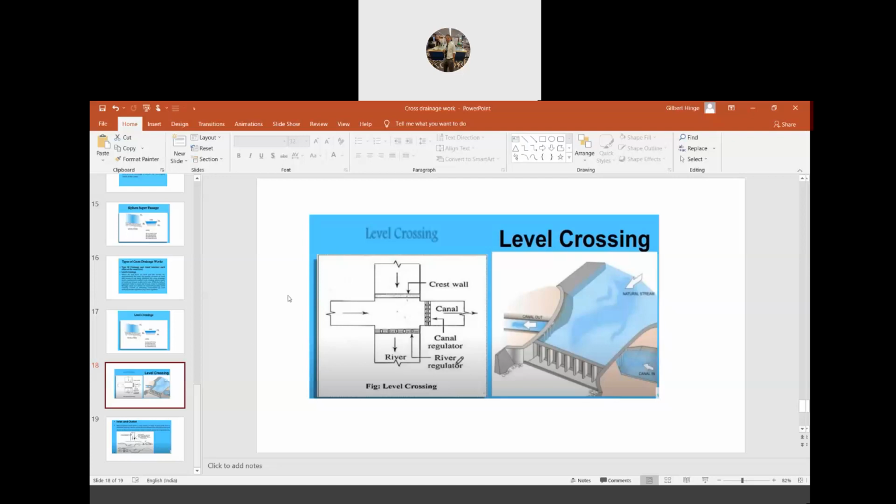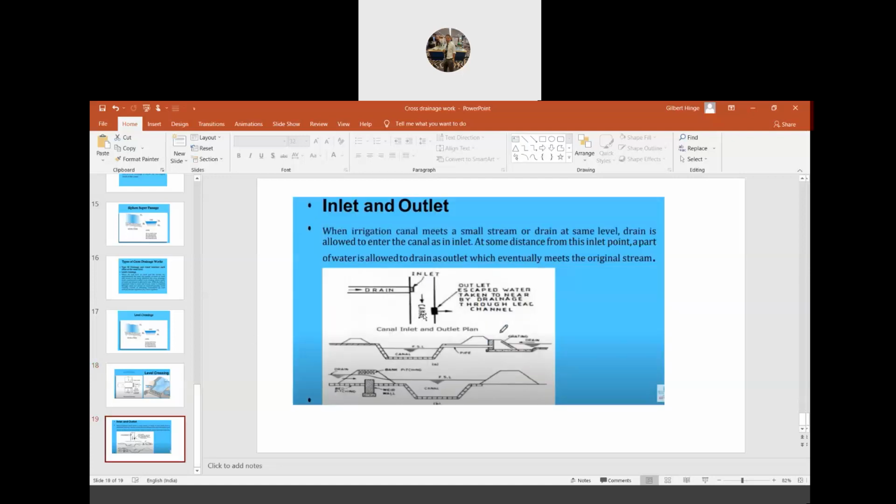And then we have the last type of type 3, called the inlet and outlet structure. Here, when the irrigation canals meet a small stream or drain at the same level, it is allowed to enter the canal as an inlet. You see here, there is a small drain of water coming here. Here we have an inlet whereby we allow this water to mix with the water in the canal.